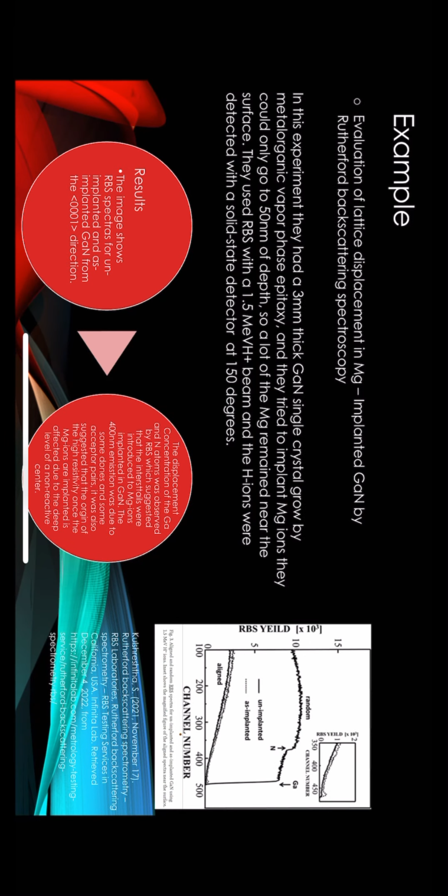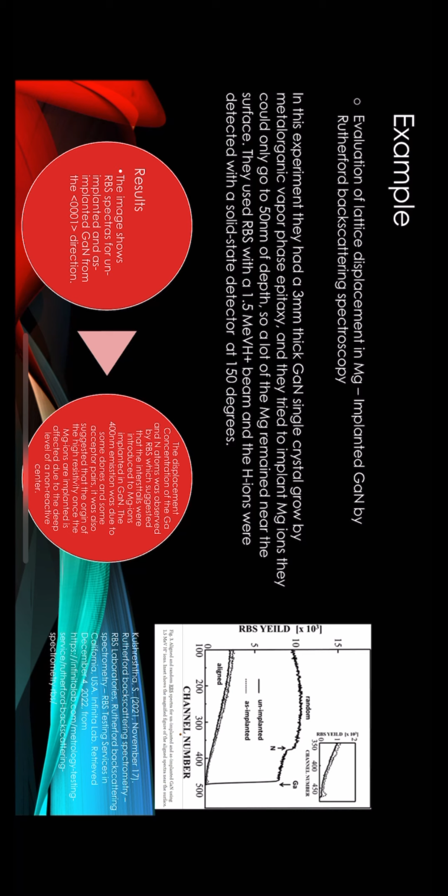An example of RBS on the nanoscale is this evaluation of lattice displacement in Mg implanted GaN by using RBS. In this experiment, they had a 3 millimeter thick GaN single crystal grown by metal-organic vapor phase epitaxy. They tried to implant magnesium ions, but when they did, they could only go up to 50 nanometers of depth, so a lot of the magnesium remained near the surface. They used RBS with a 1.5 MeV H+ beam, and the H ions were detected with a solid-state detector at 150 degrees.